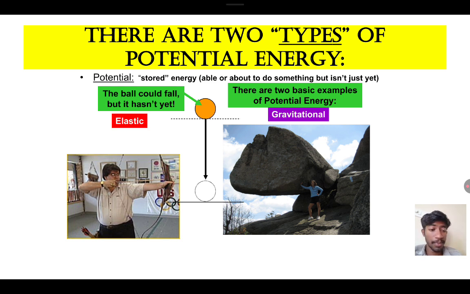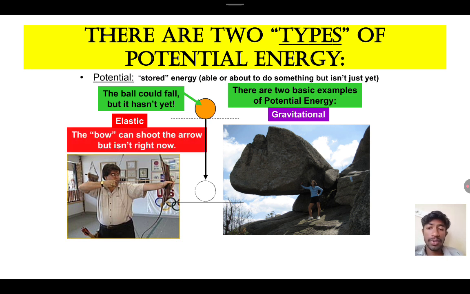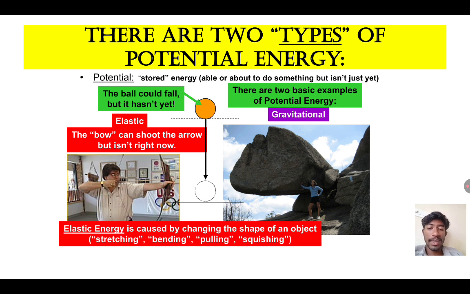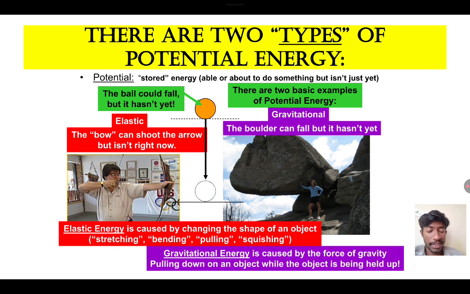Here it is elastic because the bow is stretching, and gravitational because that stone is in the air. The bow can shoot the arrow, but it has not yet. Likewise, the boulder can fall, but it has not yet. Elastic energy is caused by changing the shape of an object: stretching, bending, pulling, squeezing, etc. Gravitational energy is caused by the force of gravity pulling down an object while the object is being held up.